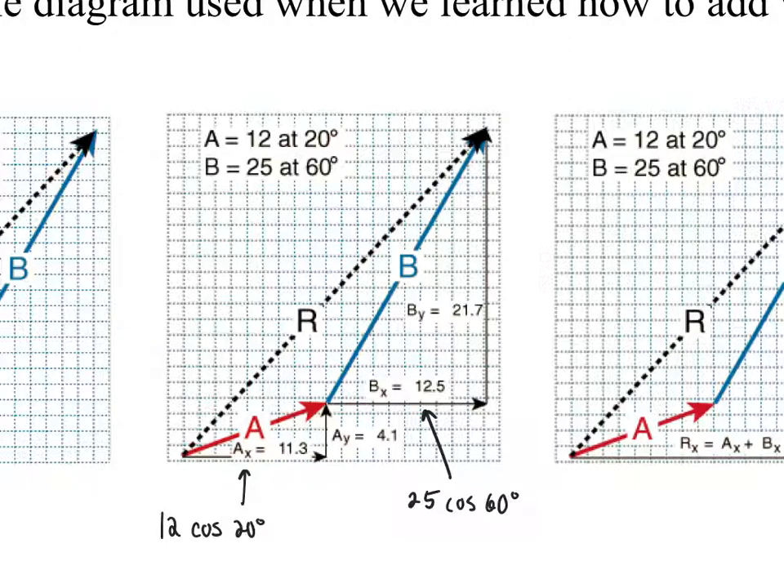How does it differ for the y direction? There's only one difference in the y direction based on the previous slide. Juliet. It's sine. Very good, Juliet. Instead of cosine, you use sine now. So this length right here, the BY value, is really 25 times the sine of 60. It's going to be tough for me to draw it here. This y value for A is really 12 times the sine of 20.